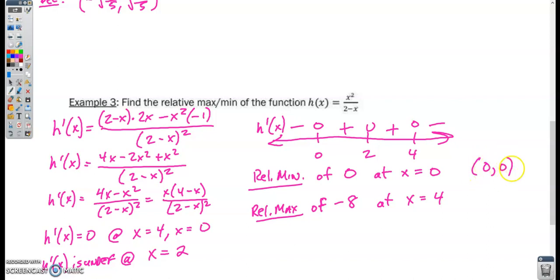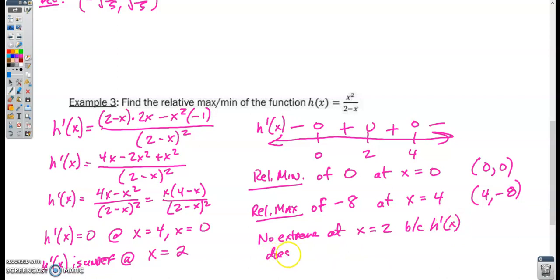Sometimes you might see people write relative maxes and mins, especially if we're talking about graphs, as ordered pairs. I usually do that when I'm specifically focused on what's going on in a graph, whereas this form I might use more in an applied problem-solving kind of situation. And we have no extreme at x equals 2 because h prime doesn't change sign. And also, not only does h prime not change sign there, but h of x doesn't exist either. Because if I put 2 back into the original function, I get 4 over 0. So it doesn't exist there.